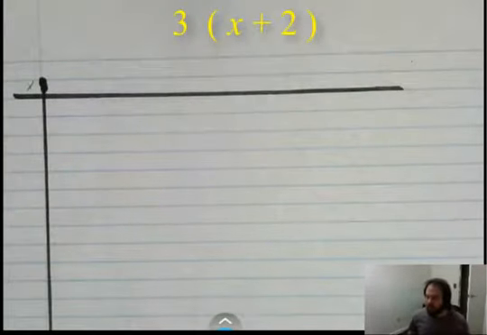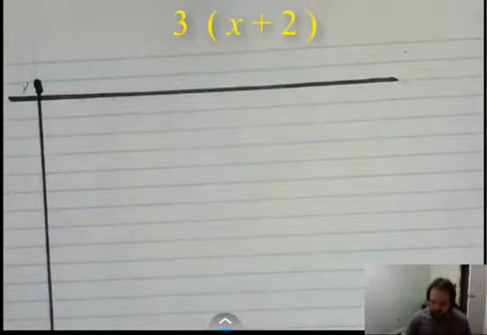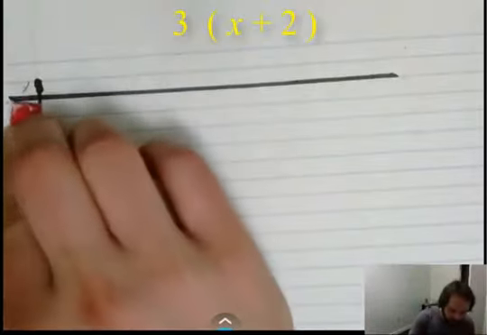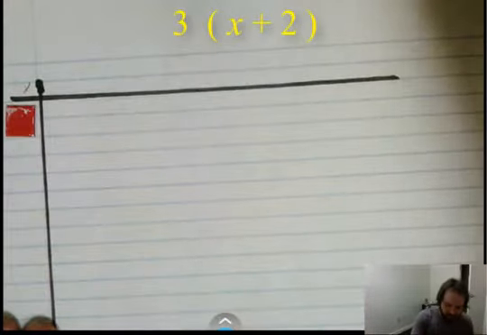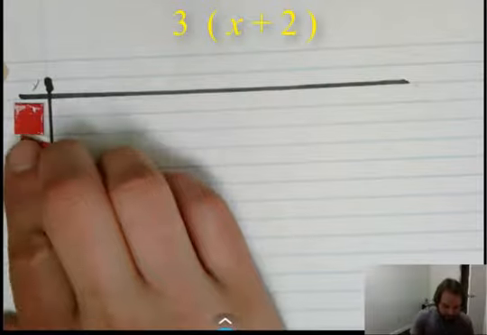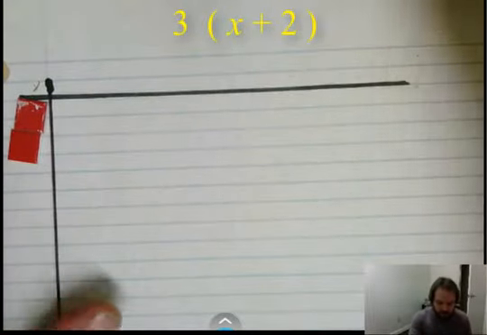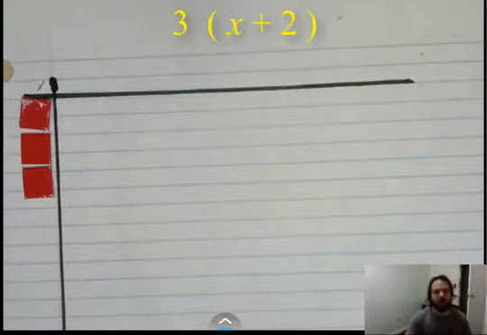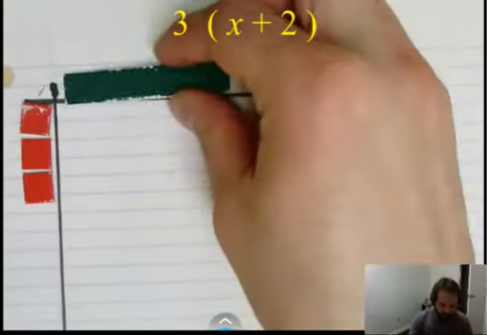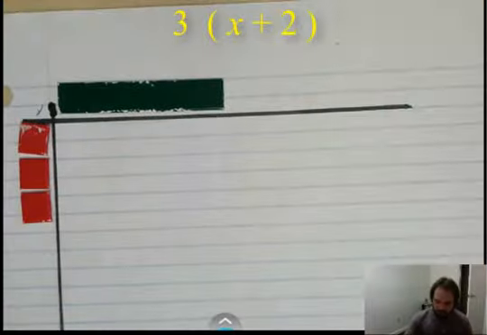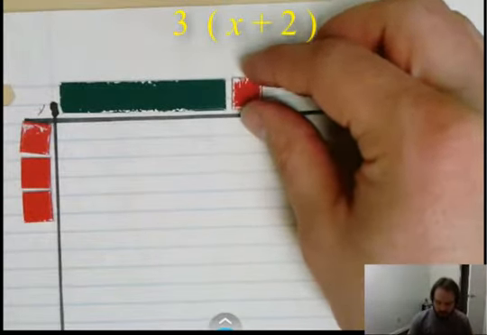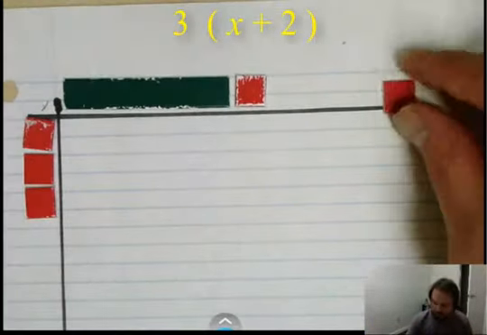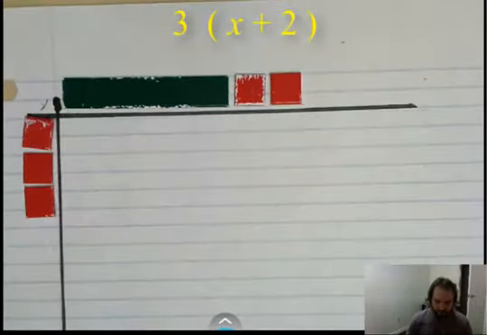Okay, let's try 3 multiplied by x plus 2. So we're going to look at 3, 1, 2, and then here we're going to have 3. And we're going to multiply that by x plus 2. X plus 2. 1, 2. Okay? So let's take a look at this here.